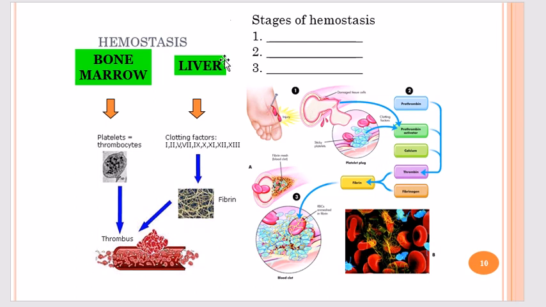So in terms of the stages of hemostasis, number 1, the platelet plug forms. Number 2, there's formation of the clot, and this is where tissue repair is occurring. And number 3, we need dissolving of the clot that we no longer need. So 1 is platelet plug formation, 2 is the actual formation of the clot where tissue repair begins, and 3 is the dissolving of the clot that we no longer need.